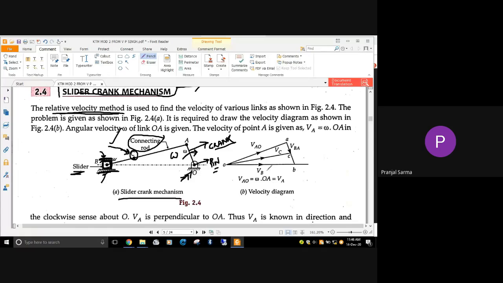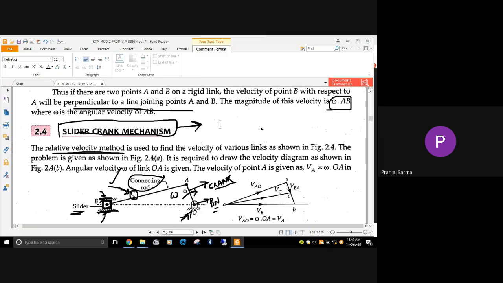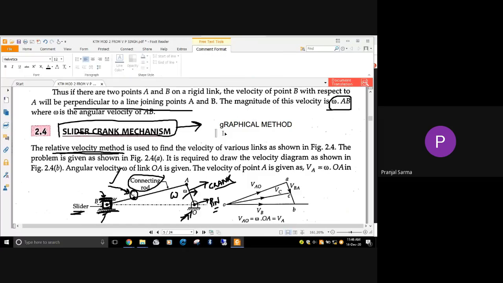So now, as these are all what kind of method? Analytical method or graphical method? This is graphical method, right? So graphical method means what? Yes, correct. Graphical method, and if it is graphical method, scale is very important, right? Yes, sir. Considering scale is very important.